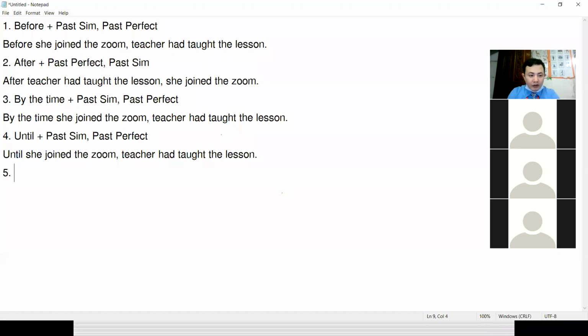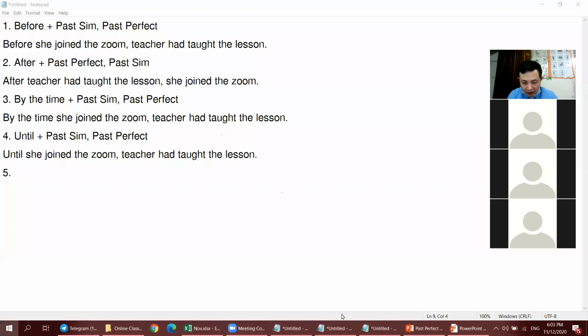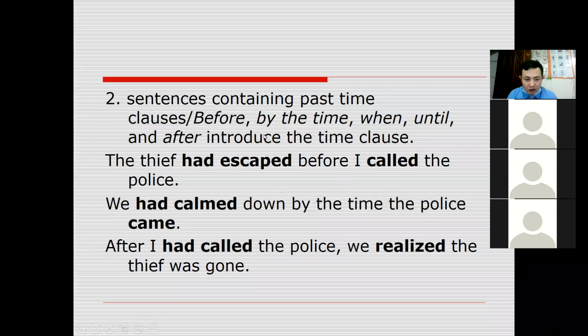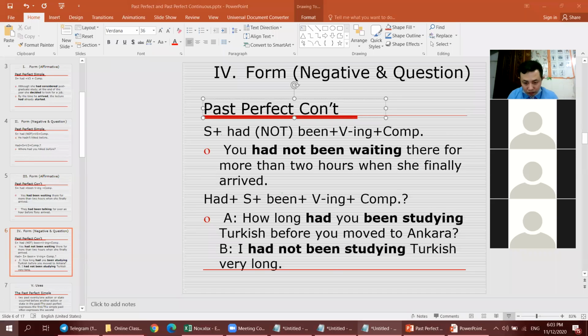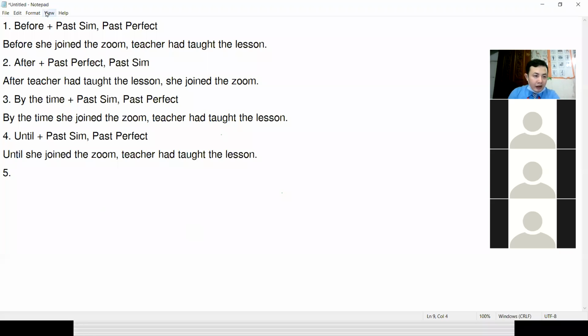And then number five, we talk about the words. What else? We have some more words. After already, until already. Okay. So we have some more words. Let's see the word as soon as. As soon as plus past perfect. Okay, and then we plus with comma past simple. Okay, this one is just the form for you to remember it.